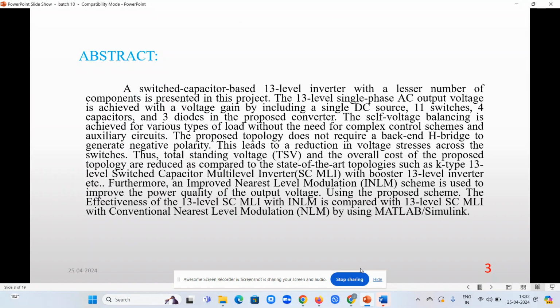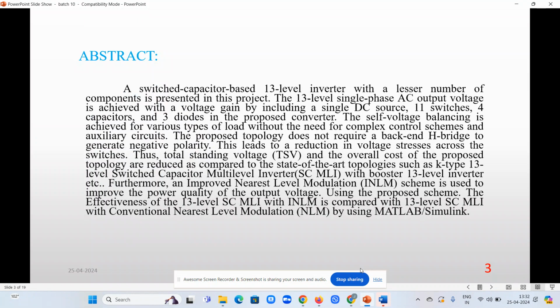Coming to the abstract of my project, a switched capacitor based 13 level inverter with a lesser number of components is presented in this project. The 13 level single phase AC output voltage is achieved with a voltage gain by including a single DC source. My proposed system has 11 switches, 4 capacitors, and 3 diodes in the proposed converter.